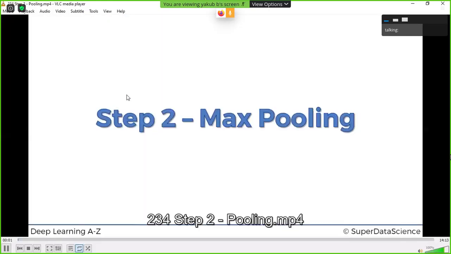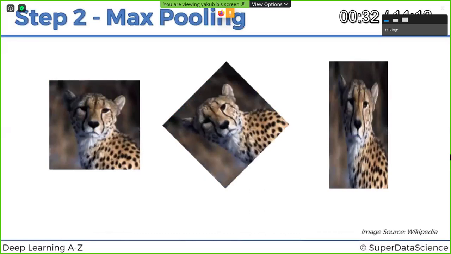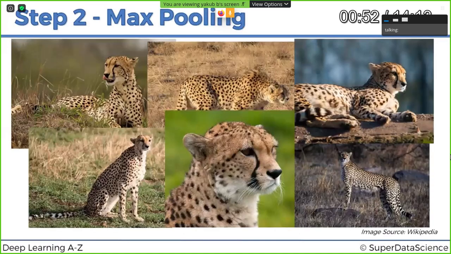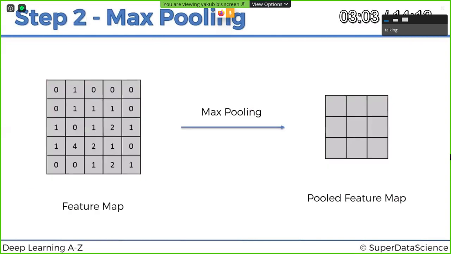Hello and welcome back to the course on deep learning. On the different part of which but for now we're just applying max pooling. So we take a box of 2.